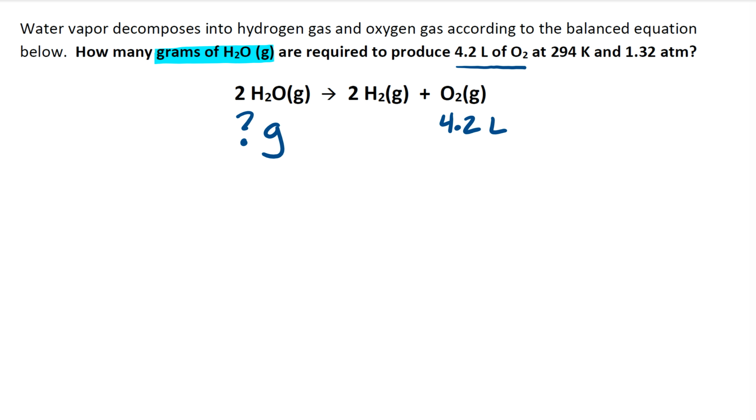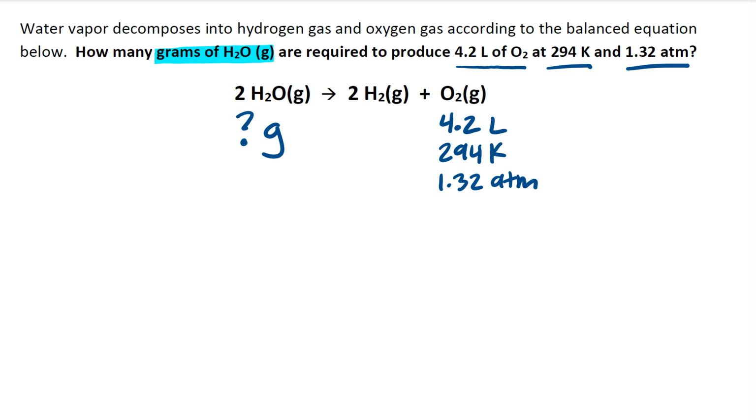That oxygen is at a temperature of 294 Kelvin and a pressure of 1.32 atm. And so my given is oxygen and I want water. So this is a stoichiometry problem because I have one chemical and I'm asked to solve for another chemical, and they're related through this balanced equation and the mole ratio.